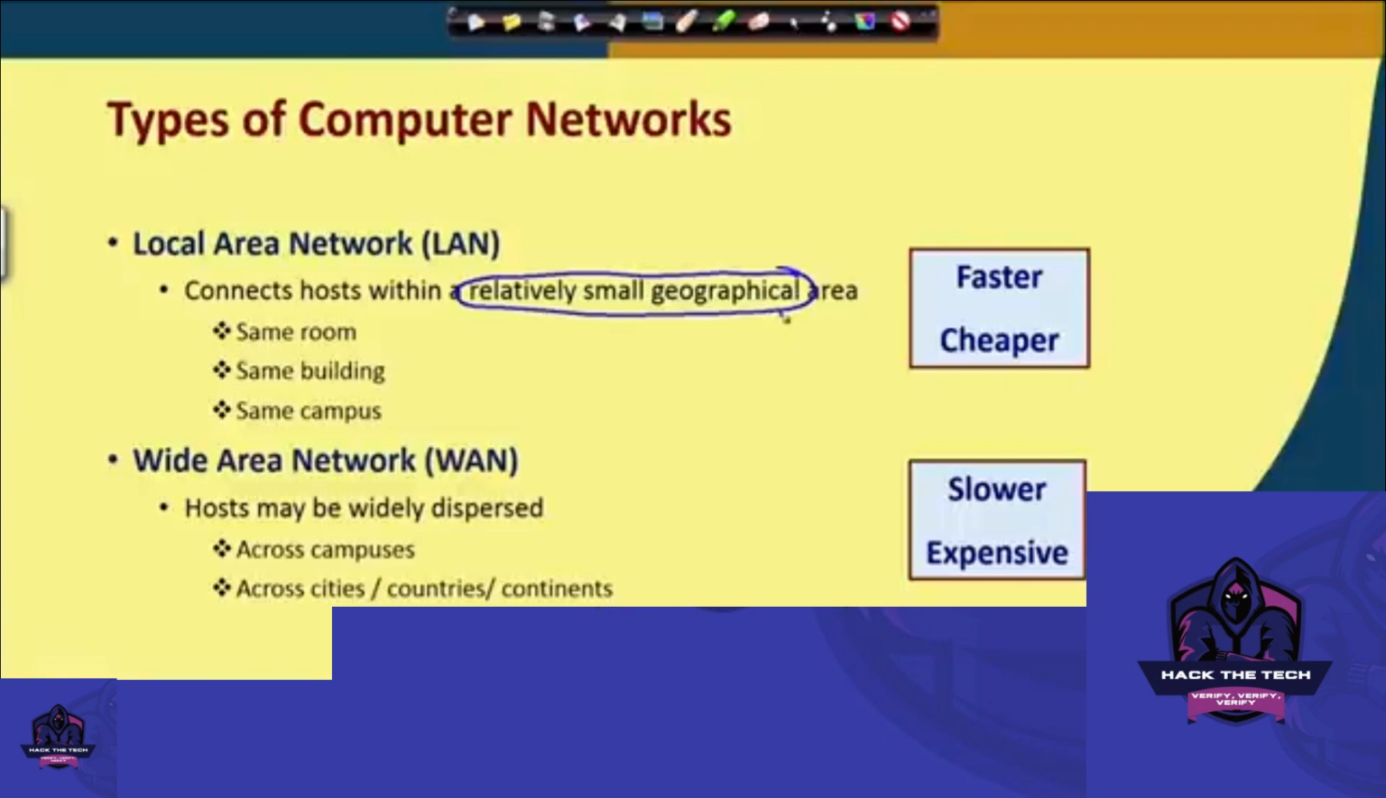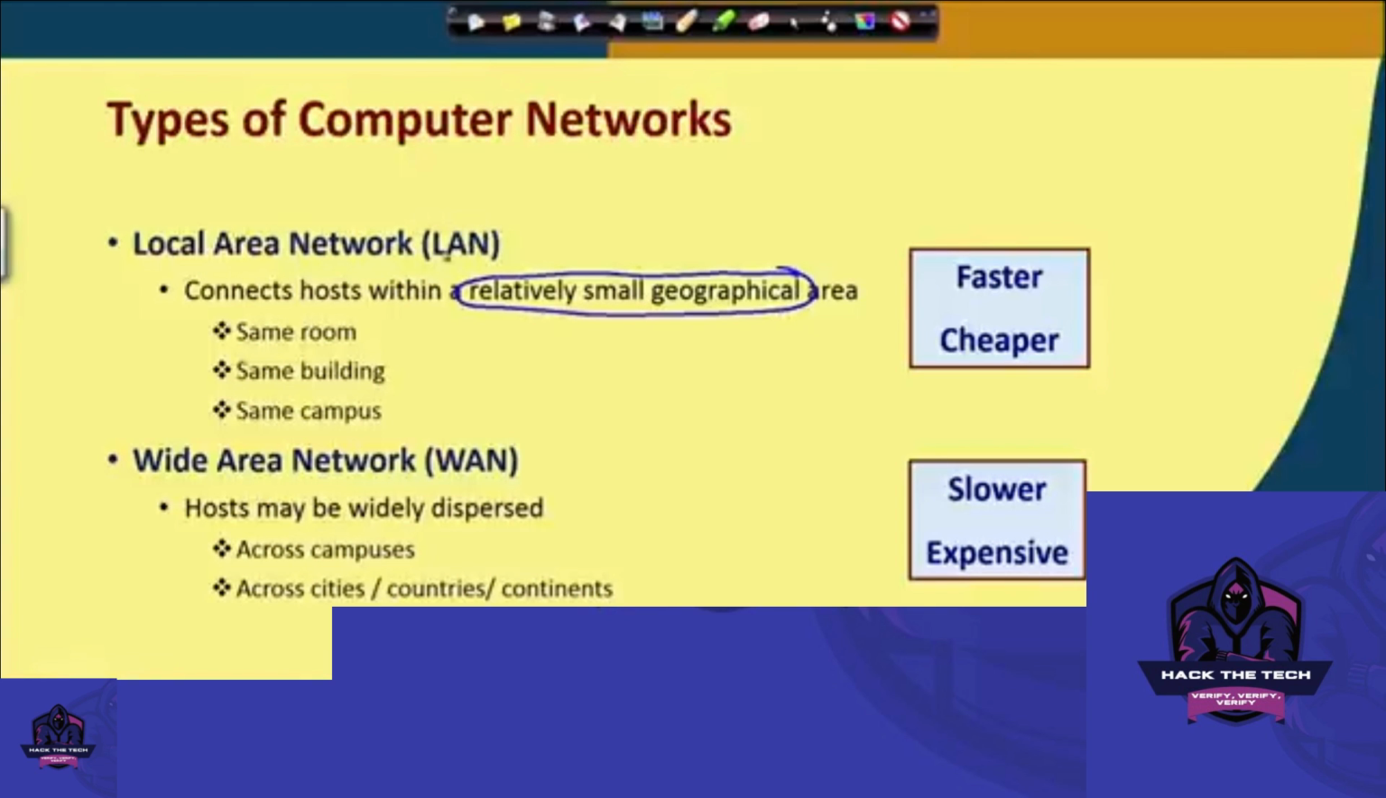Now, relatively small is really a relative term. It can be in the same room, the same building, or within the same campus. Whether or not it is a local area network depends upon the technology being used. Nowadays, the most commonly used local area network standard is Ethernet. Various versions of Ethernet are there. It started with a very primitive form, the 10 megabits per second Ethernet. Subsequently, we now have speeds of several gigabits, 100 gigabits and beyond.